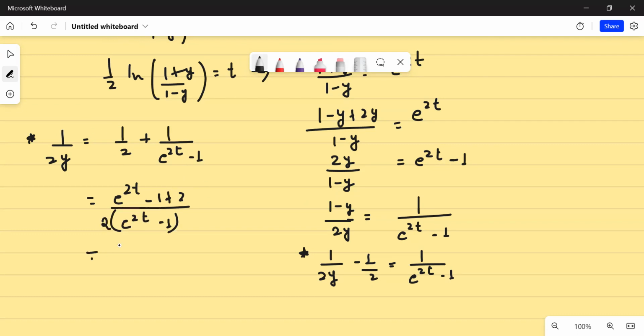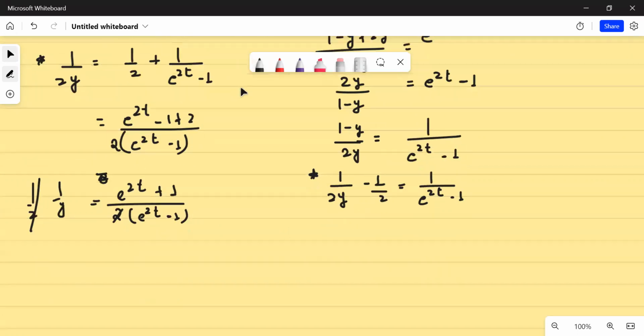Okay. So I think this will be like e to power 2t plus 1 divided by 2 e to power 2t minus 1. And then this will be like 1 upon 2 here, and 1 upon y is written here. So cancel 1 upon 2. So y, eventually we have landed up getting y. So y as a function of t is given by e to power 2t minus 1 divided by e to power 2t plus 1.